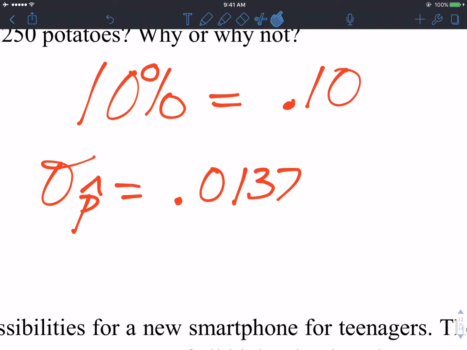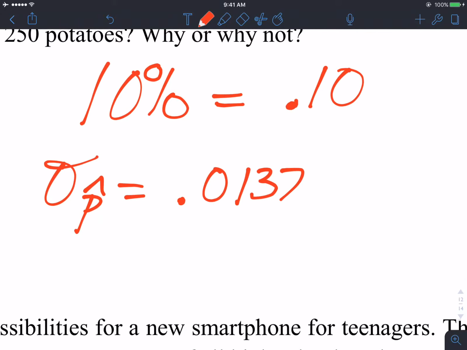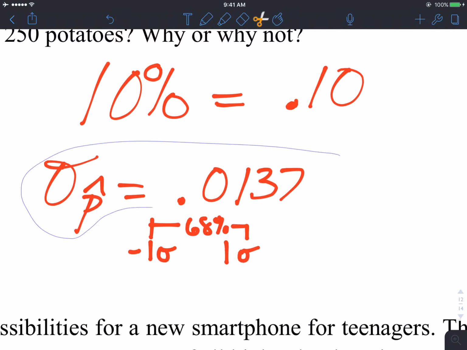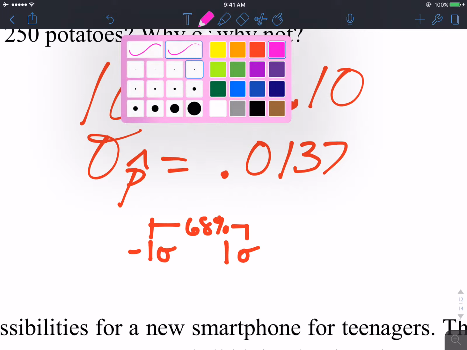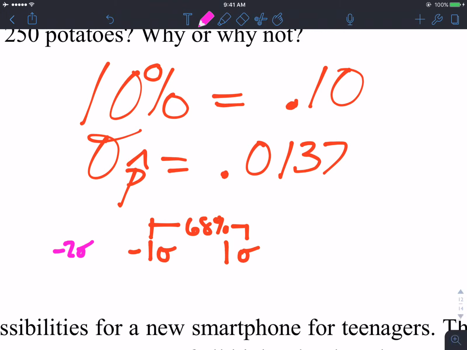Because if you remember, between -1 standard deviation and +1 standard deviation is 68% of the data. And if you go even further, from -2 standard deviations to +2 standard deviations, this is going to be 95% of the data.